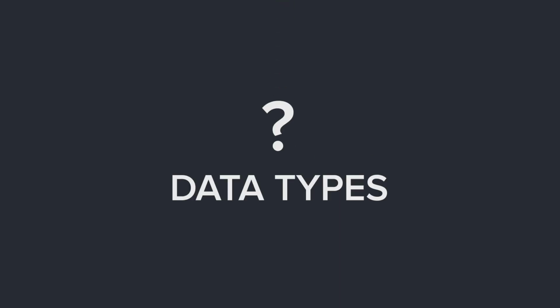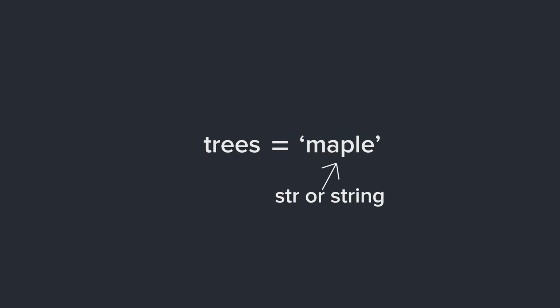What are data types in Python? There are many data types in Python, but I am going to tell you about the most used ones. For example, when you create a variable named trees and want to assign it the value 7, then 7 is a data type, an integer. If you want to assign the variable trees some value like maple, then this is a string data type. Hope you got it, so let's move forward.